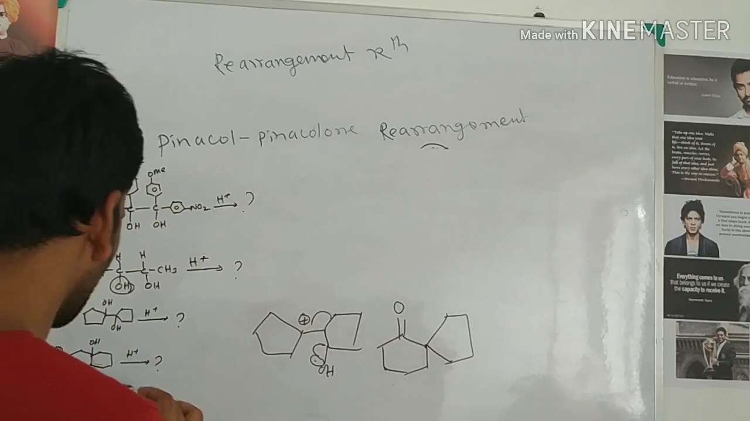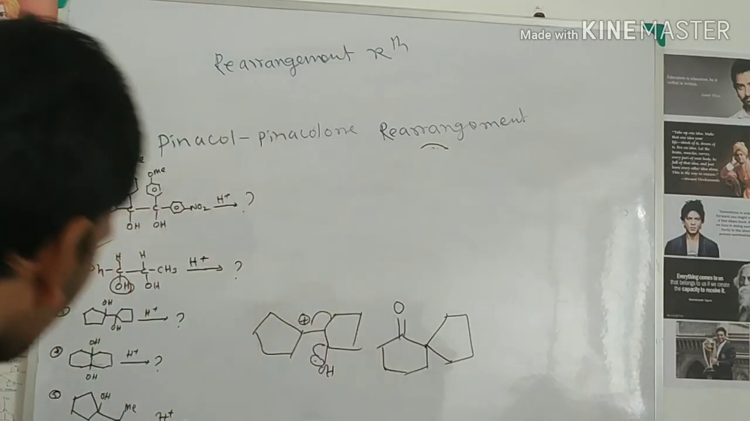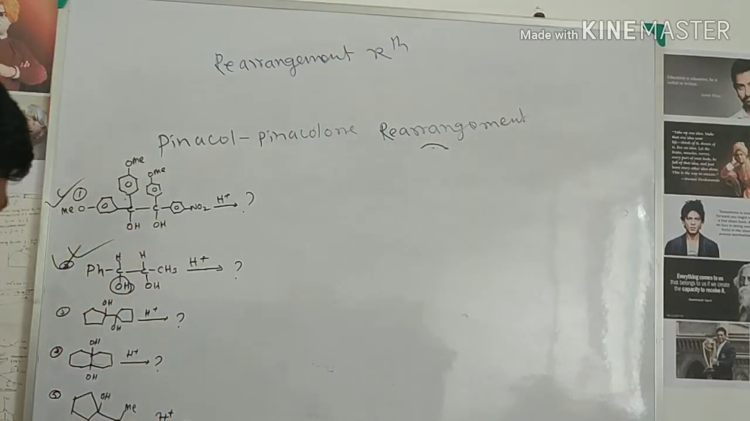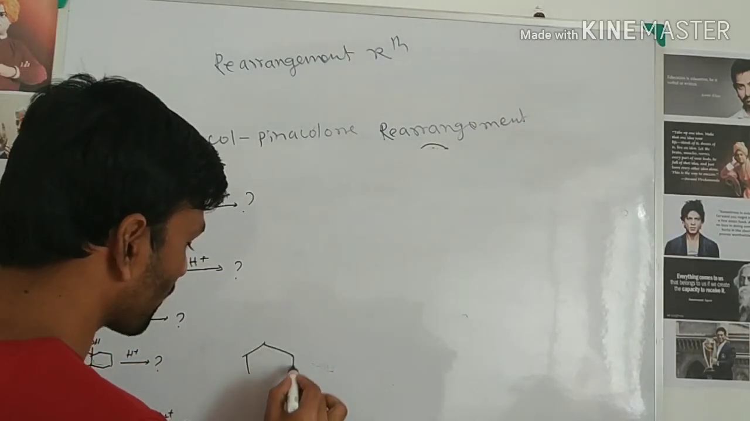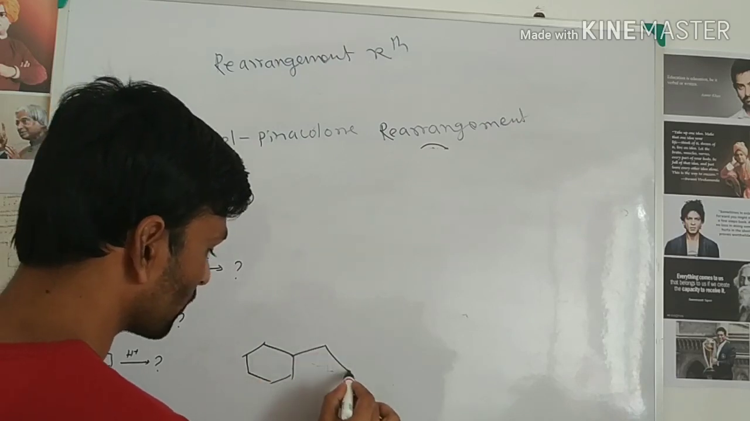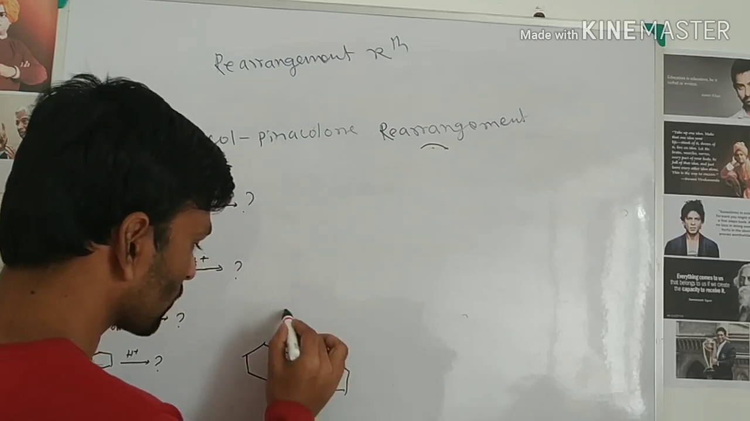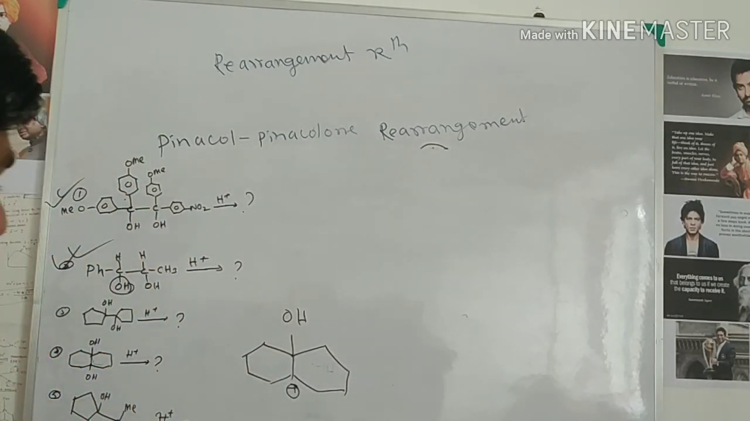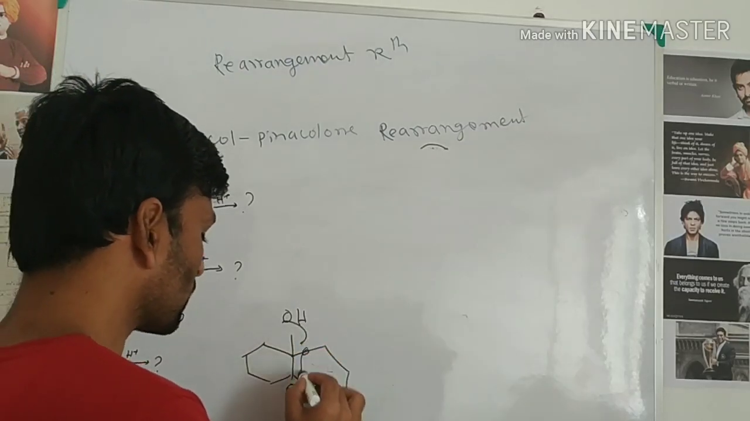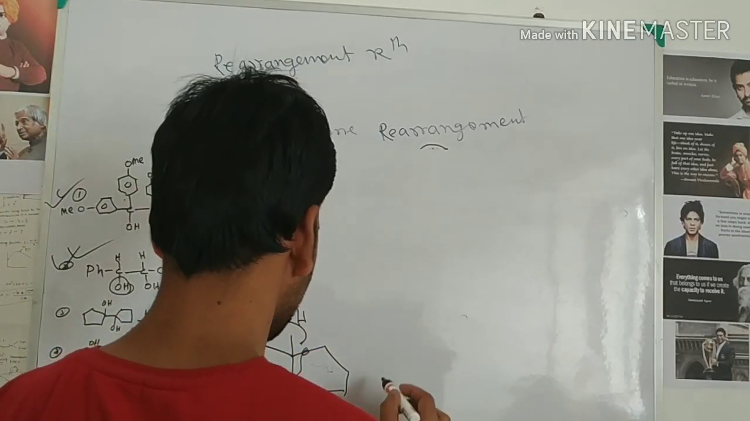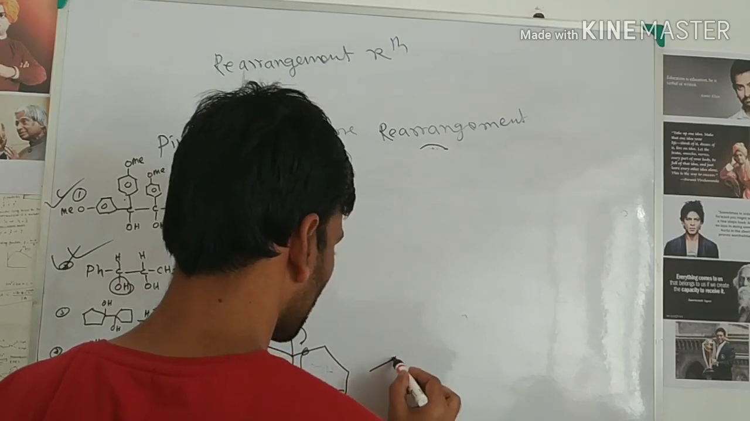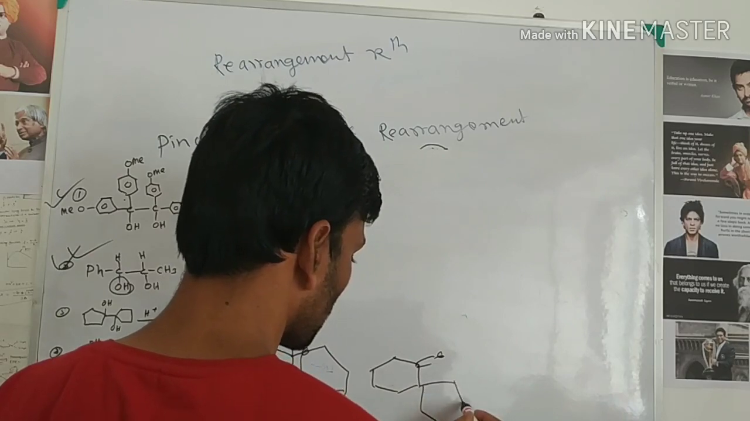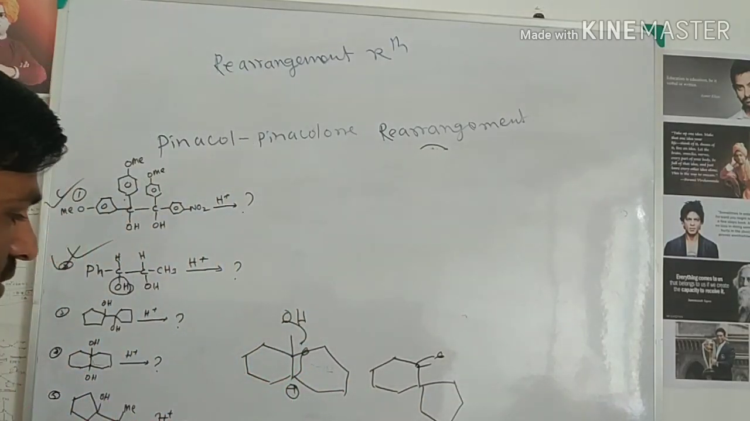Now here also the same thing. Number 4 is the same: the hydroxy groups are in the same position. So anyone can be protonated, and this also moves here and this also moves here. And now this is the final product of this reaction.